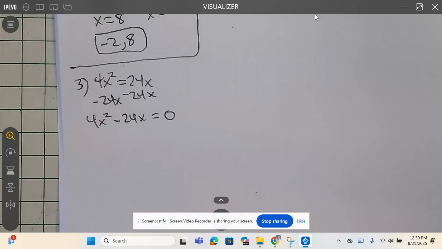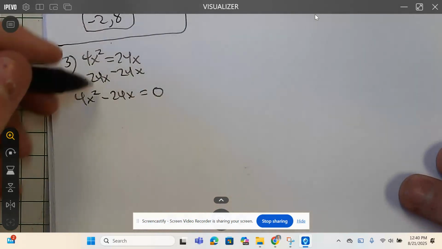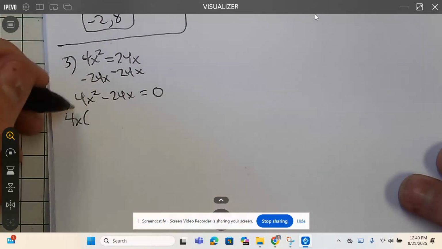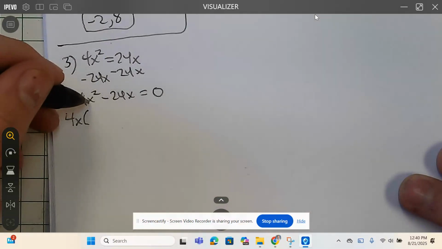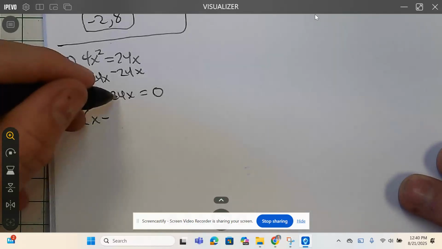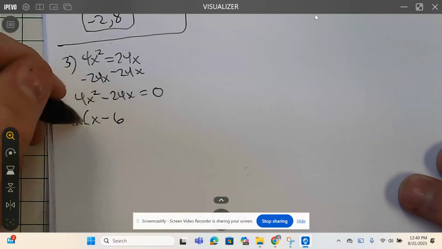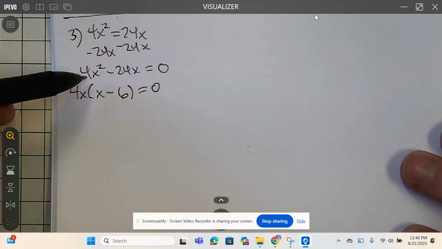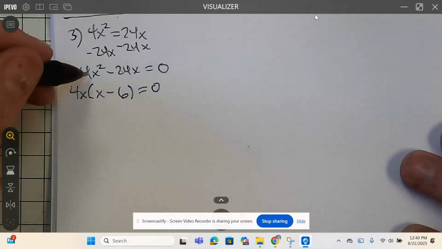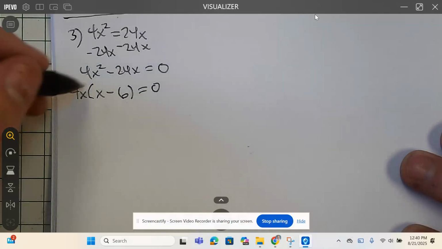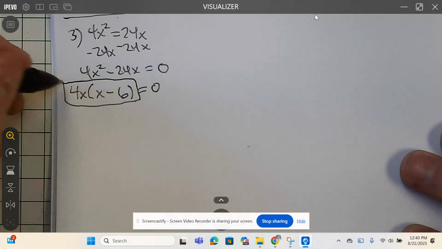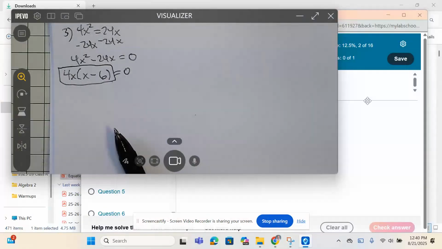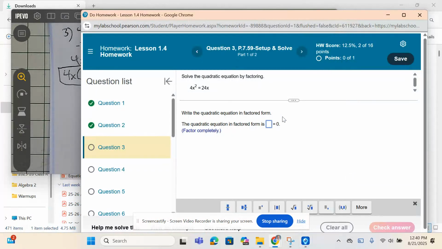Next, you could take out 4x. They have a common factor of 4x. I'm going to factor out 4x. 4 divided by 4 is 1, so 1 is left. 24 divided by 4 is 6. Had an x, took it out. So I took out the greatest common factor. These two had 4x in common, so I took out 4x to the left and divided each by 4x. That's my factored form: 4x times x minus 6.